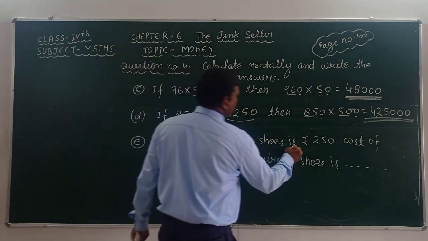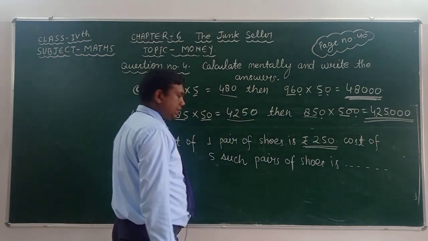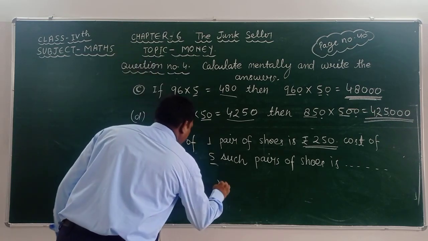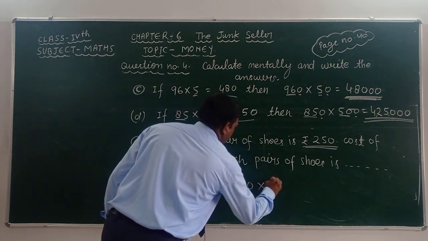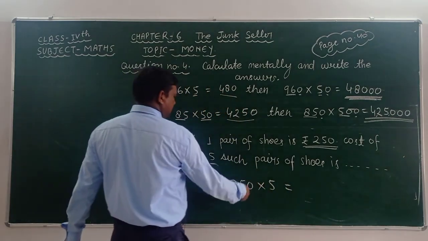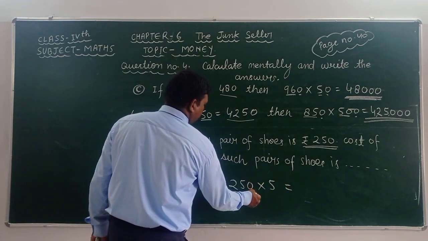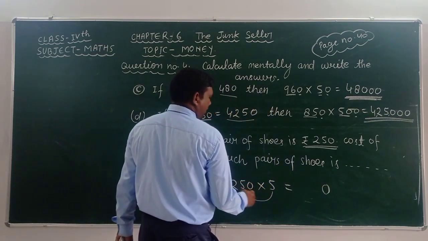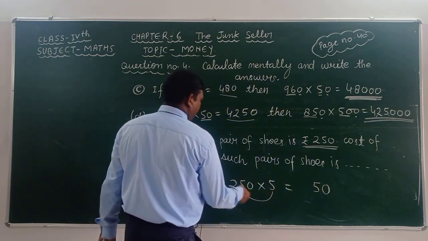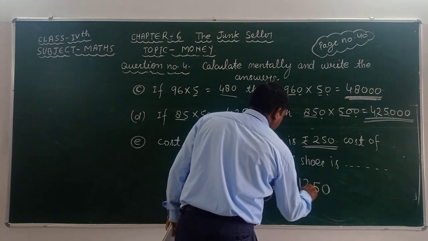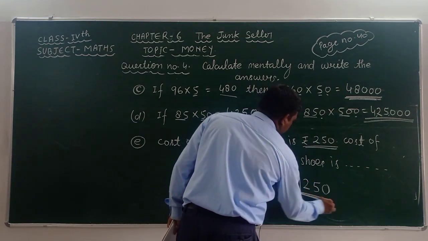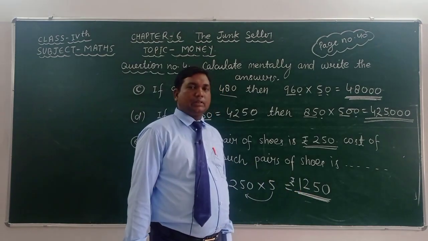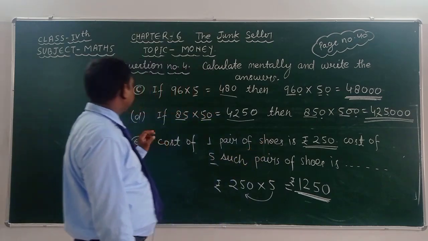Look here carefully. The cost of one pair of shoes is rupees 250. Then the cost of 5 such pairs of shoes: we take the multiplication of 250 by 5. 5 times 0 is 0, 5 times 5 is 25, write 5 carry 2, 5 times 2 is 10 plus 2 is 12. After solving these we get 1,250 rupees. This is the answer of this question.